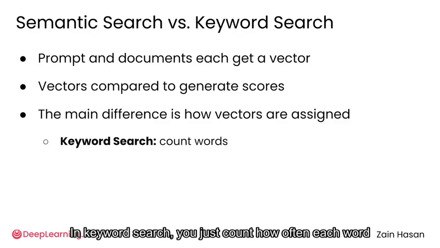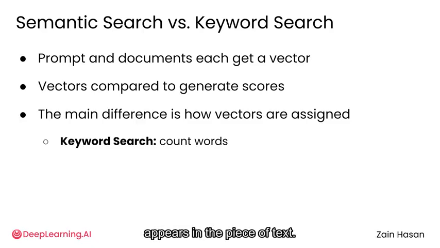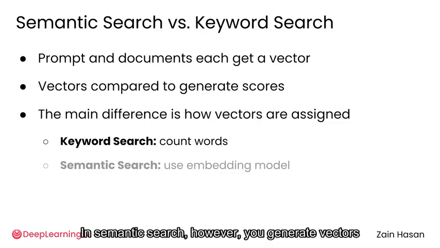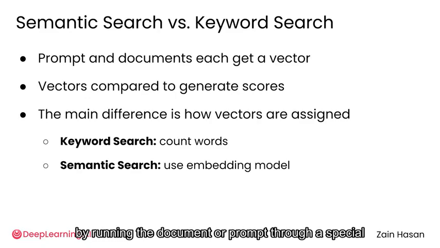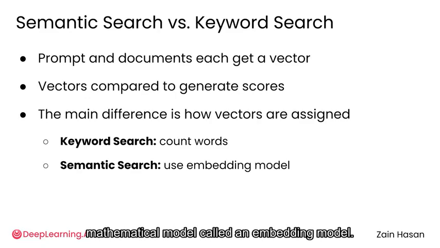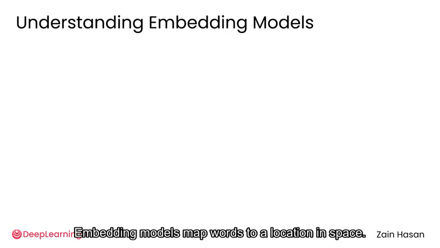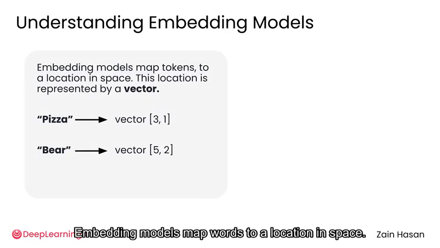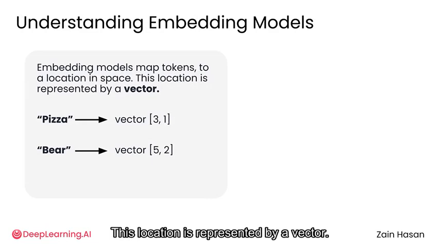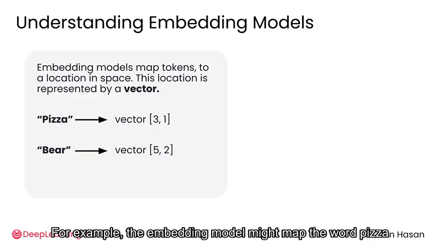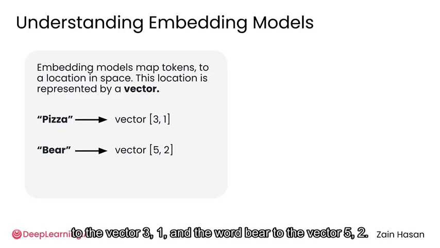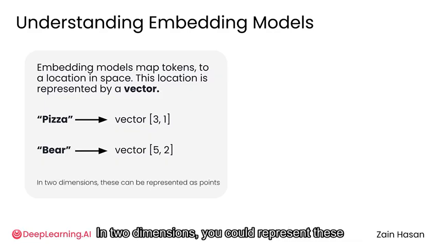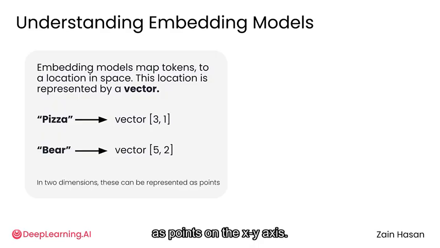In keyword search, you just count how often each word appears in the piece of text. In semantic search, however, you generate vectors by running the document or prompt through a special mathematical model called an embedding model. Embedding models map words to a location in space. This location is represented by a vector. For example, the embedding model might map the word pizza to the vector 3, 1, and the word bear to the vector 5, 2. In 2 dimensions, you could represent these as points on the XY axis.